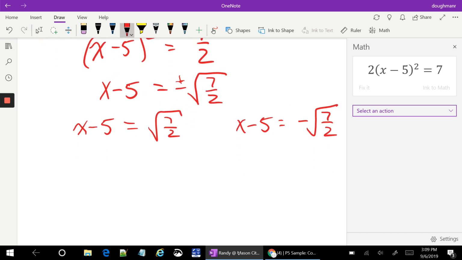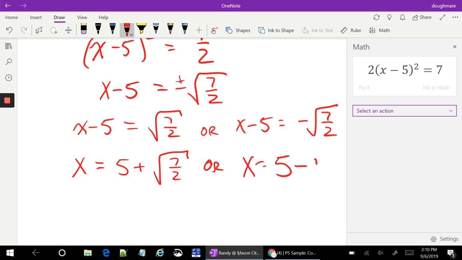Solve both equations, so you have an or situation here. x equals 5, so add 5 to both sides, plus, and I'm going to leave the square root of 7 over 2. Some of you may be troubled by that because that's obviously a radical 2 in the denominator, but we're not going to worry about rationalizing right now, although we can if we're asked. Or x equals, add 5 to both sides, 5 minus the square root of 7 over 2.